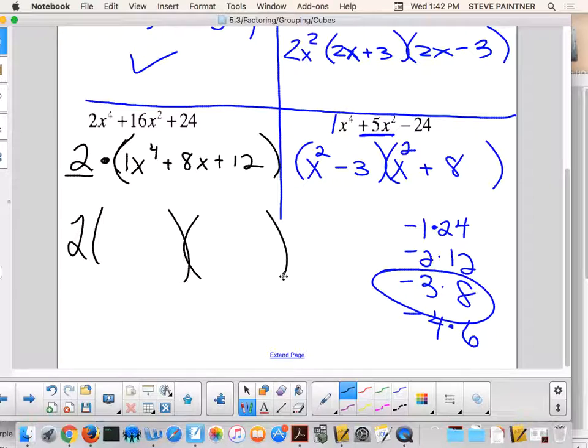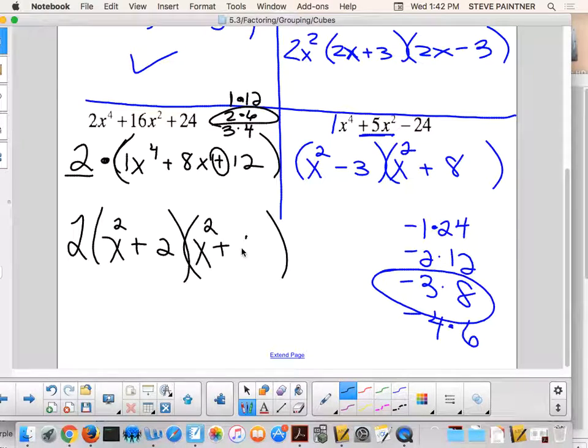Okay, you know it's got to be x squared times x squared, plus something plus something. How do you get a positive? Positive times positive or negative times negative? Plus, plus. 2 and 6. The options are 1 and 12, 3 and 4, 2 and 6. We're picking 2 and 6. Got it.